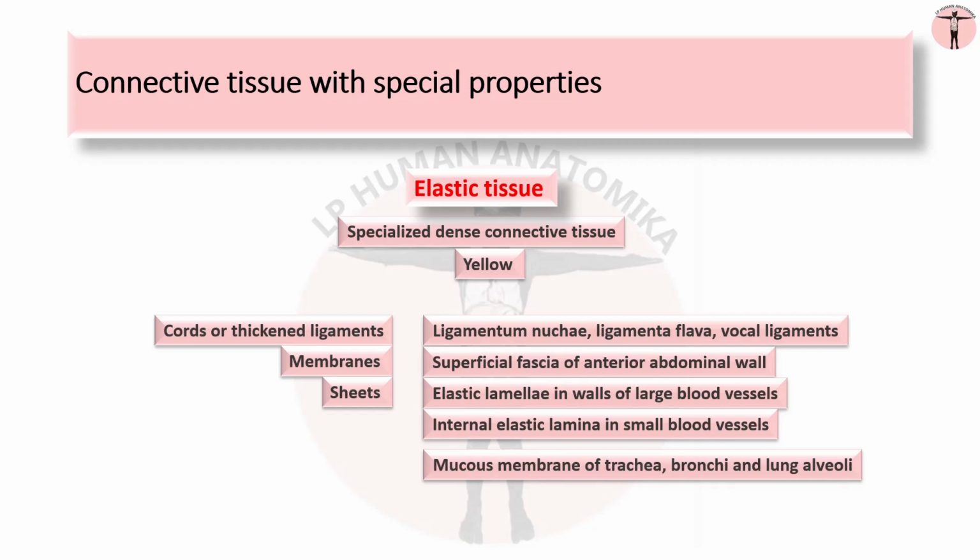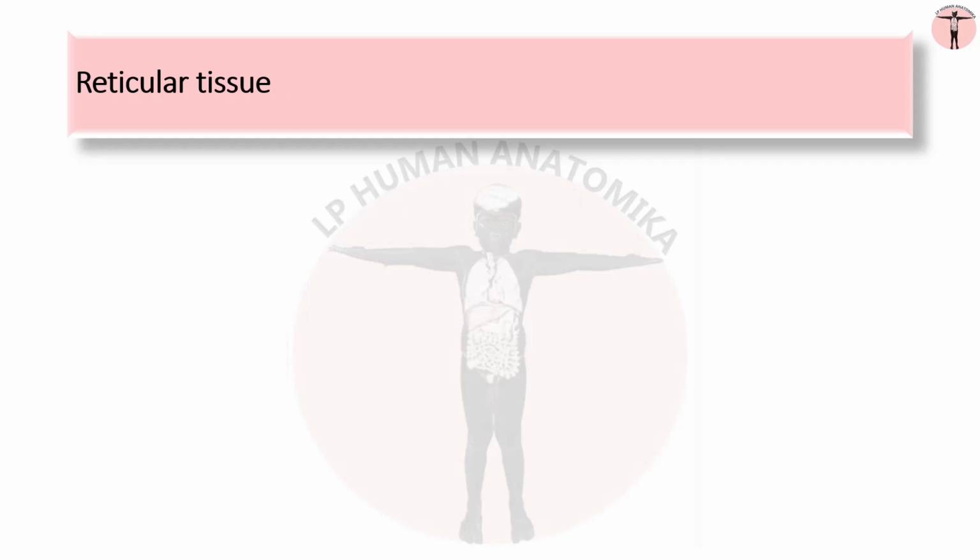Now do not confuse the elastic tissue with the elastic fibers. Elastic fibers are single fibers. Elastic tissue is the aggregation of the elastic fibers, either in the form of cords, membranes, or sheets. Clear? Now coming to the other type of specialized connective tissue, that is the reticular tissue.